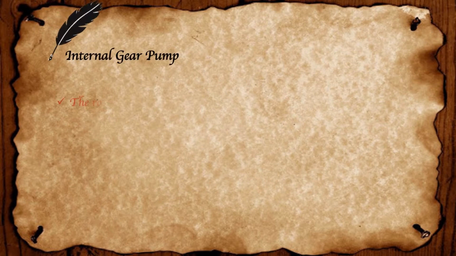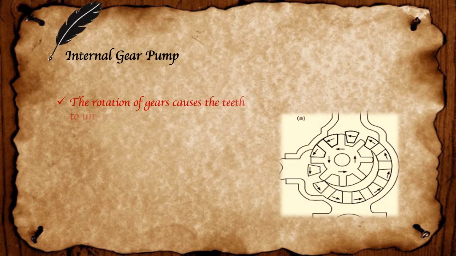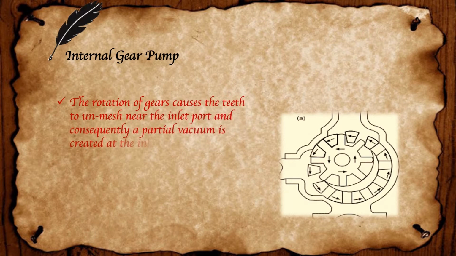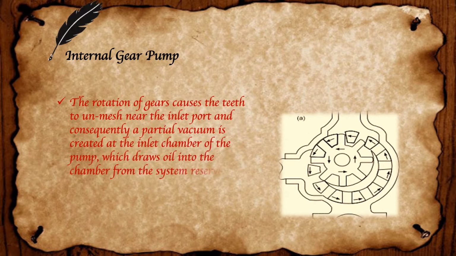Internal gear pump. The rotation of gears causes the teeth to unmesh near the inlet port, and consequently a partial vacuum is created at the inlet chamber of the pump, which draws oil into the chamber from the system reservoir. Figure A.